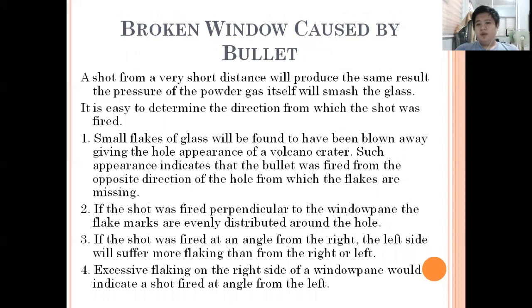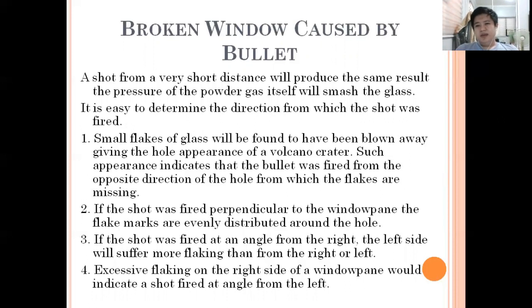Likewise, when it comes to a broken window caused by a bullet, the main thing being examined when the window is either broken or destroyed by a bullet is its flakes, or the small cracks that are deposited on the glass. So we can determine the angle, we can determine the range of the shooter, and so on and so forth.